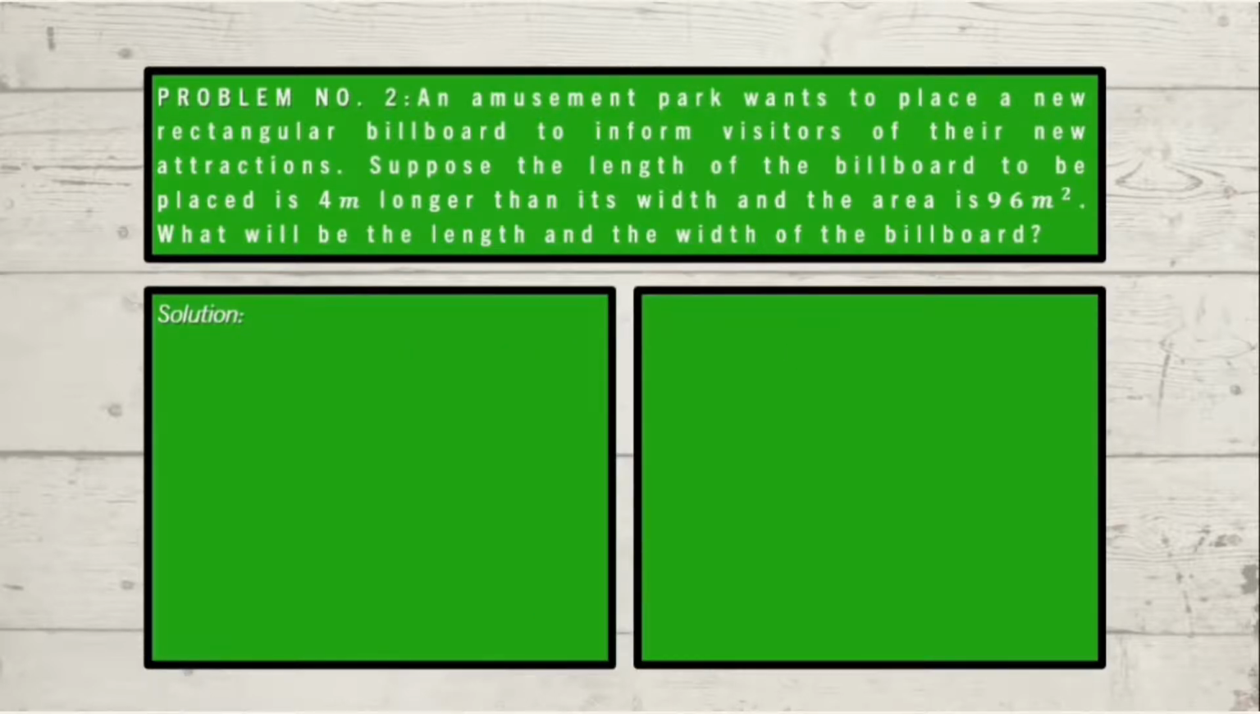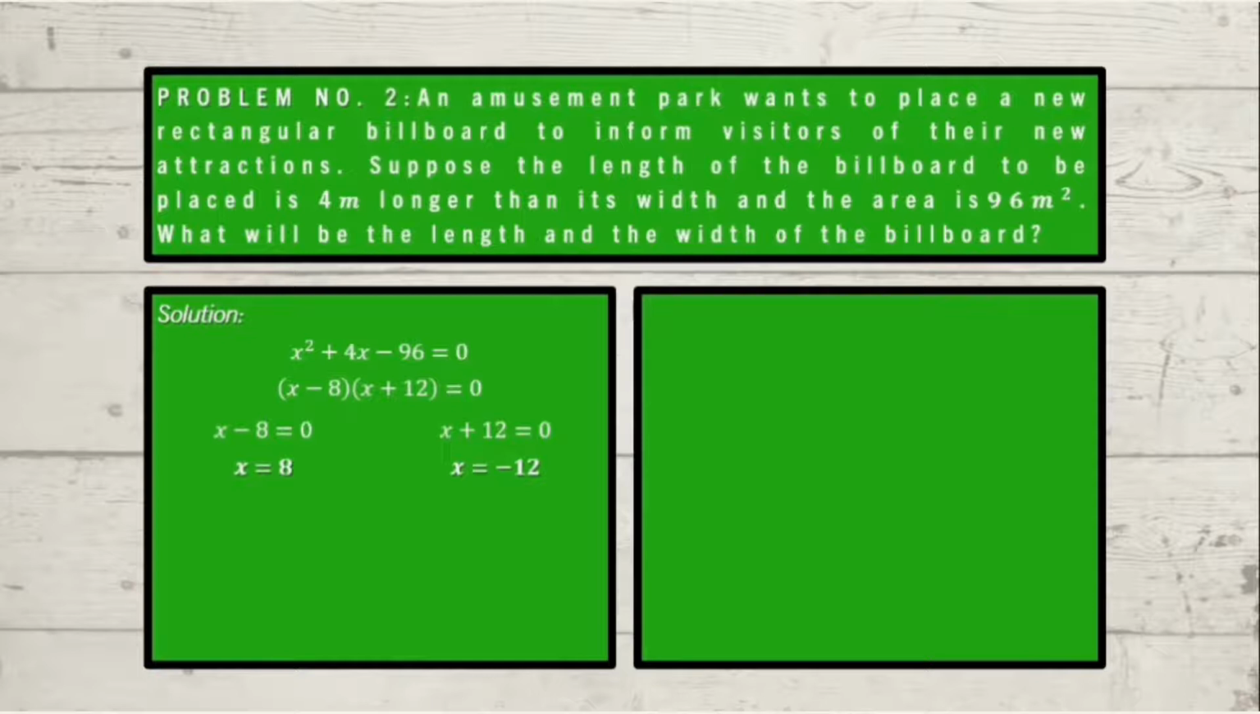For our solution, if it's already in standard form, choose the appropriate method to solve the quadratic equation. In this problem, factoring is used. That is the most appropriate. We have the factors x minus 8 and x plus 12. Then, we are going to apply the zero product property to find the value of x. Equating x minus 8 is equal to 0, we have x is equal to 8. And equating x plus 12 is equal to 0, we have x is equal to negative 12.